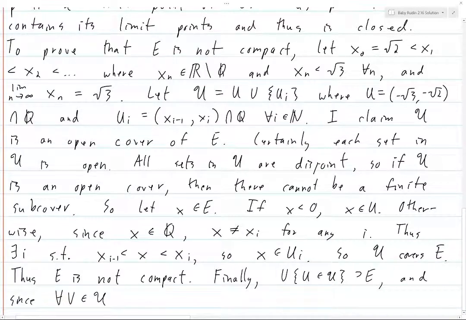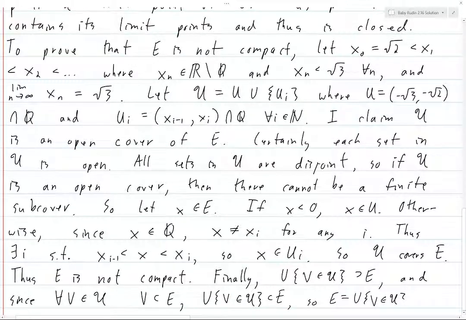So for all V in fancy U, V is a subset of E, just by the way they are defined. Certainly U is a subset of E, and each of these Ui is a subset of E as well, because it consists of rational numbers, which are between the necessary intervals. So because this is the case, the union of all V in fancy U must also be a subset of E. So E is equal to the union of all sets in fancy U. But this is a union of open sets, and that means that E is open.